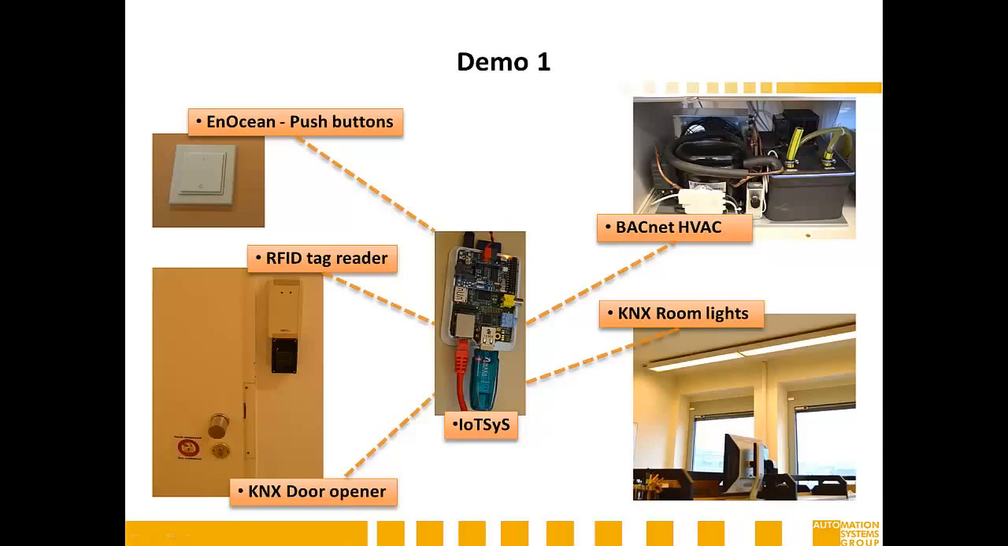In the first demonstration we will show how the IoTSyS integration middleware can be used to link heterogeneous technologies together. We will use an EnOcean push button to control KNX room lights and a BACnet HVAC model. Further, we will show how we can use an RFID tag radar together with a KNX door opener.